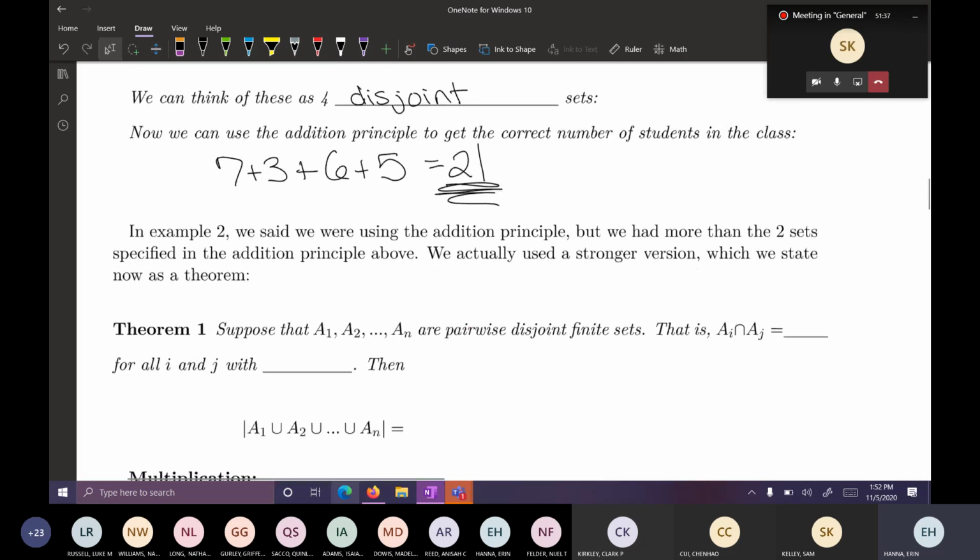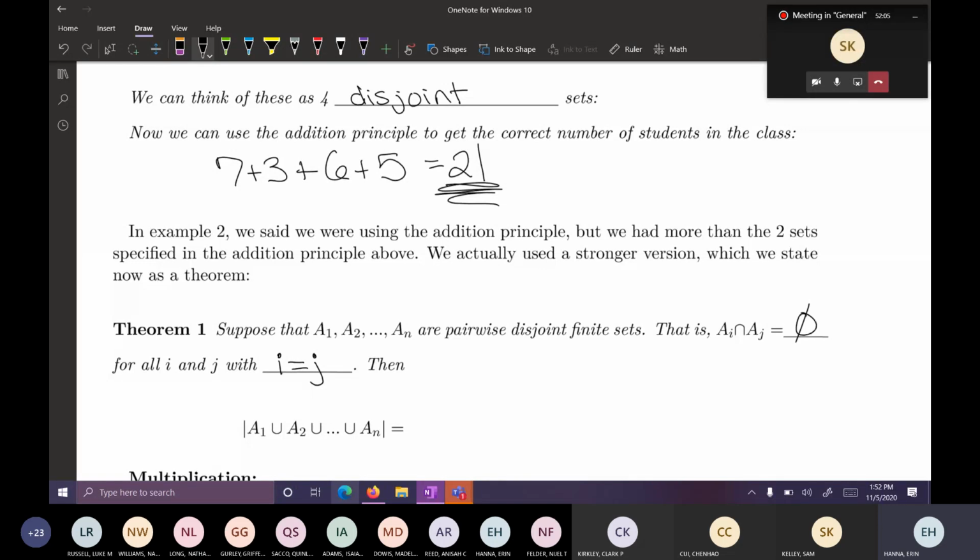So we have a theorem that says, suppose a sub 1, a sub 2 through a sub n are pairwise disjoint finite sets. Let me finish this out really quick, and then I'll talk about that in case people don't get it yet. Essentially that means that if you take any 2 sets in there and intersect them, they'll have the empty set, as long as you're not taking the same set, so as long as i does not equal j. If you intersect a set with itself, obviously it's not going to be the empty set because it has all the things in common with itself.